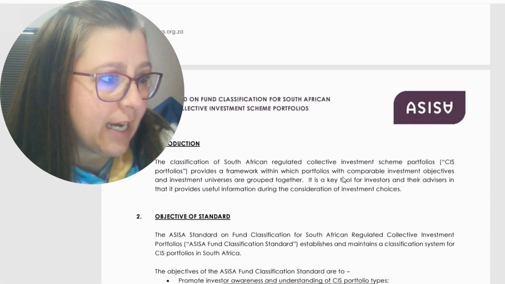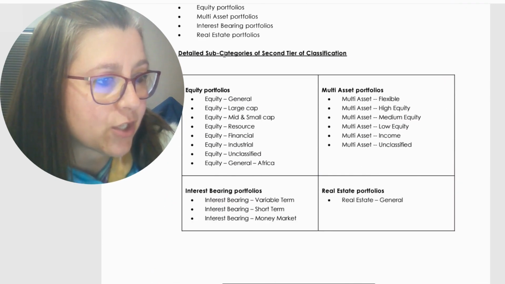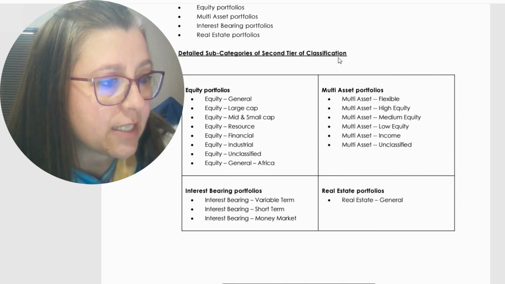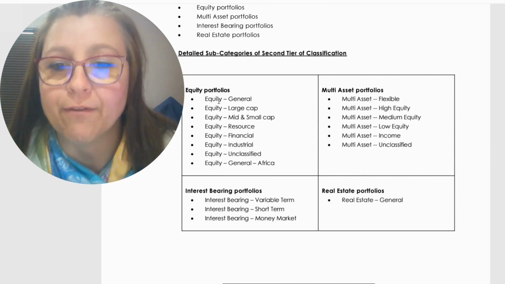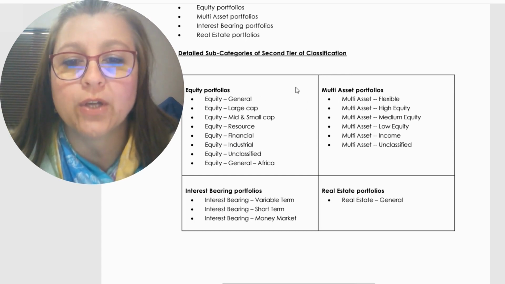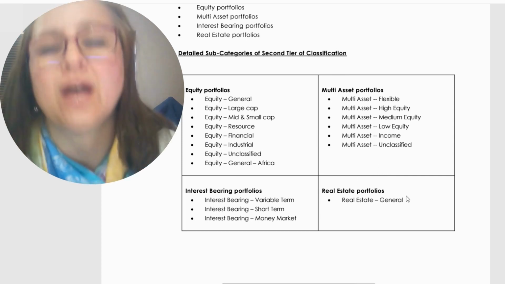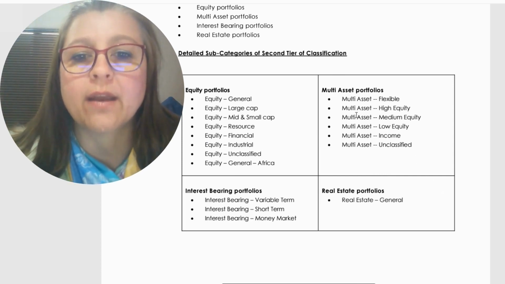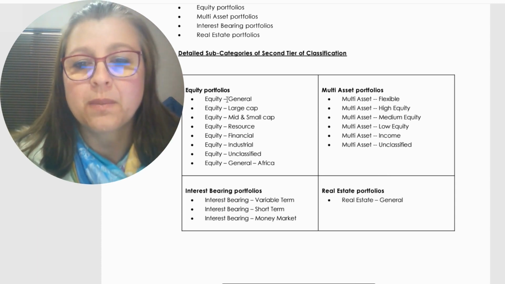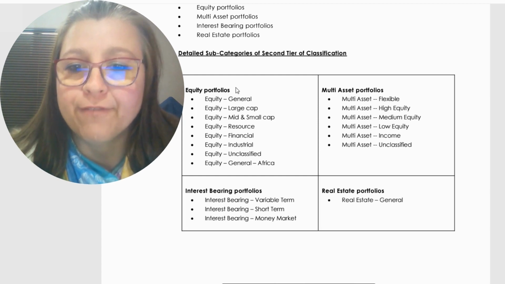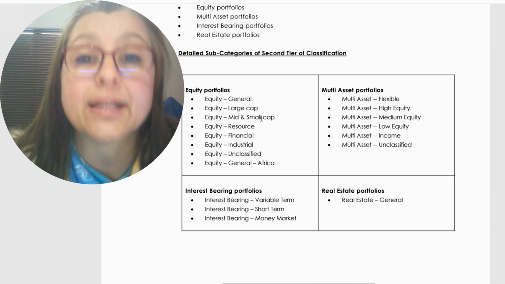Then, if you scroll down, because there are many pages, and it tells you all about their objectives, you get to this section called the detailed subcategories of second tier of classification. Now, all I wanted to tell you here is about the different sectors, which are the equity portfolios, multi-asset portfolios, interest-bearing portfolios, and real estate portfolios. There's also offshore and worldwide, but for now I'm just going to focus on these four just to get the point across.